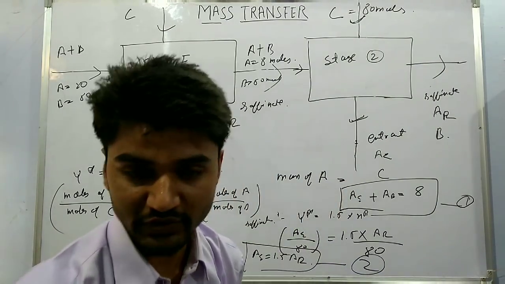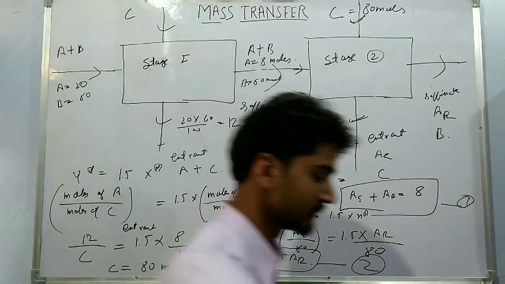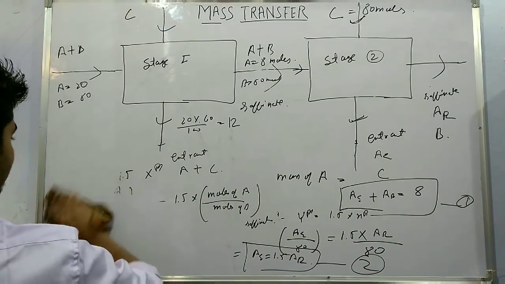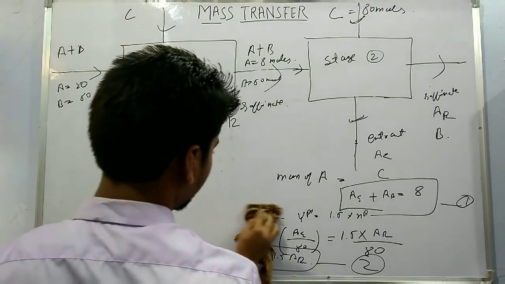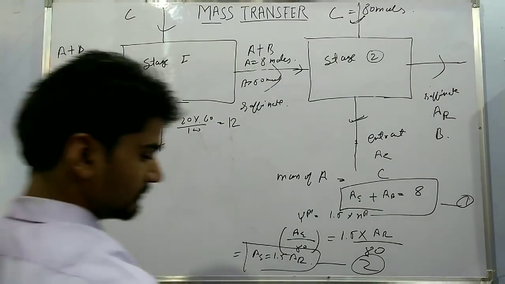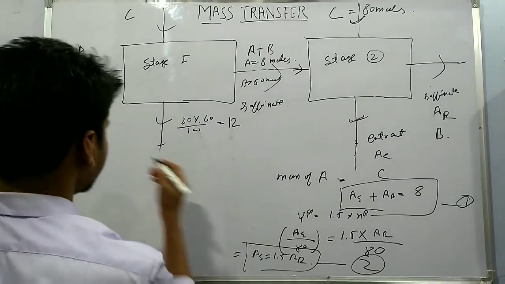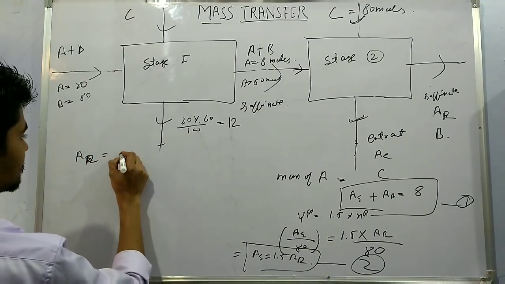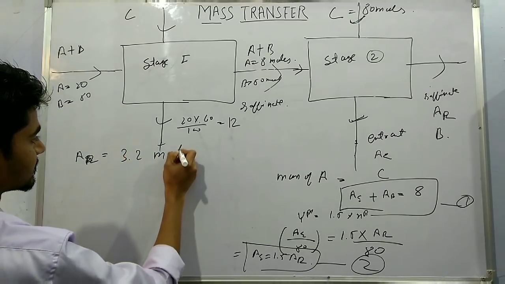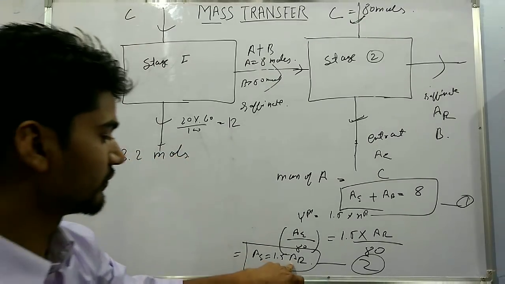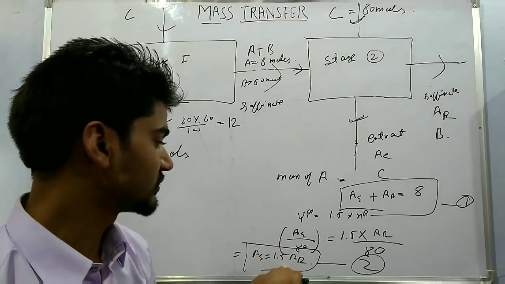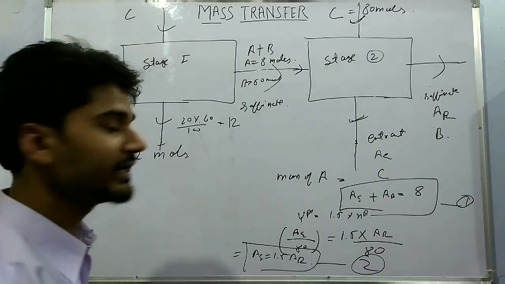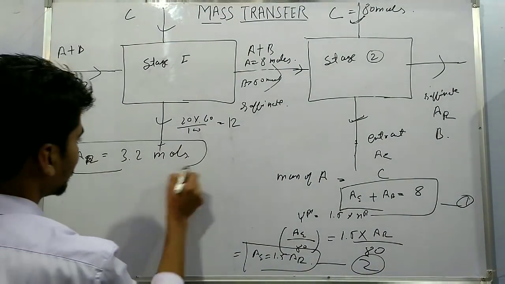Now solving equation 1 and equation 2, we get AR equals 3.2 moles. By substituting the value of AE from this into equation 1, we can get the value of moles of A in refined phase, and that comes out to 3.2 moles.